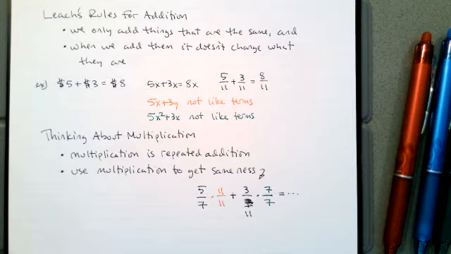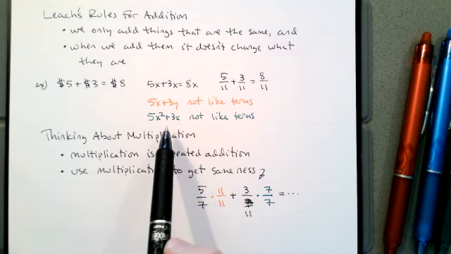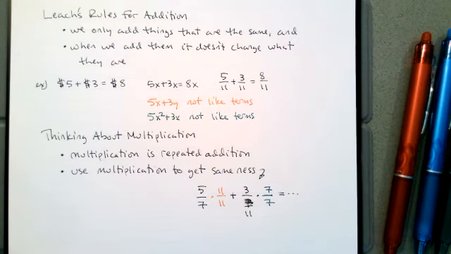We also need the same exponents. 5x squared and 3x, we want to identify those as not like terms. The variables are the same, but the exponent is different, and that makes them different and not like terms.